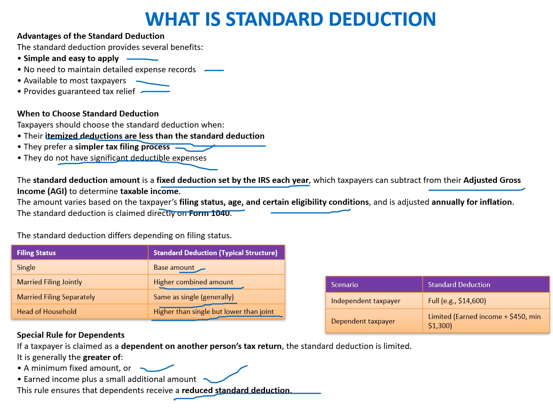And then there is a special rule for the dependents. They can generally avail the standard deduction, which is the greater of the minimum fixed amount or the earned income plus a small additional amount. So this depends upon multiple factors and also the rate defined by the IRS. So the standard deduction is typically easy to claim, and it requires minimal documentation and minimal administrative hassle, and it can be claimed easily in Form 1040. So we'll move to the next slide.